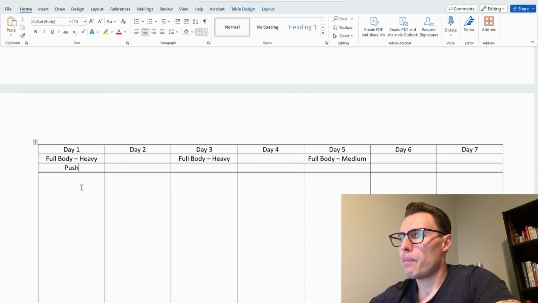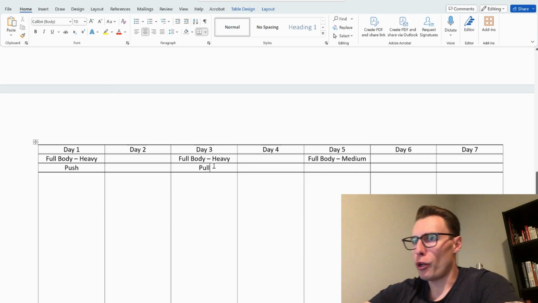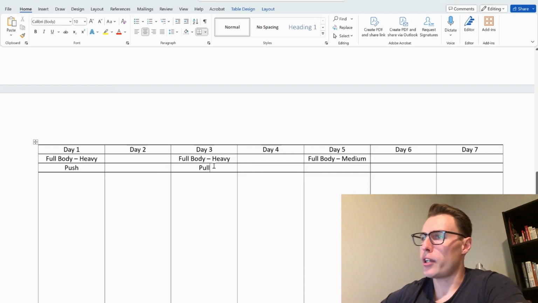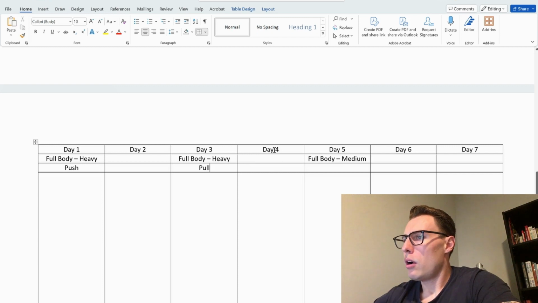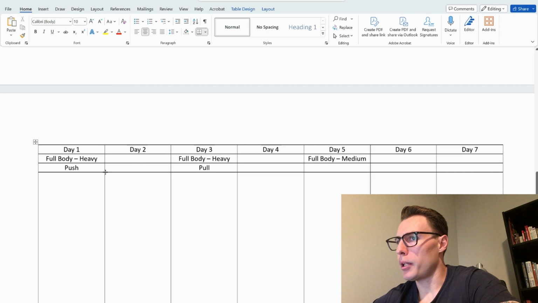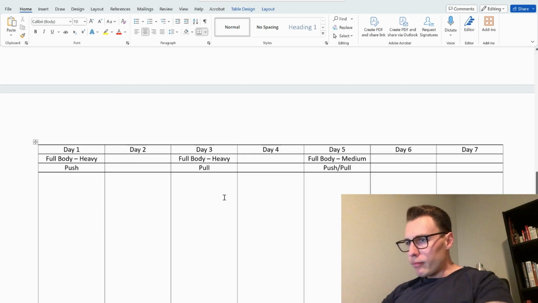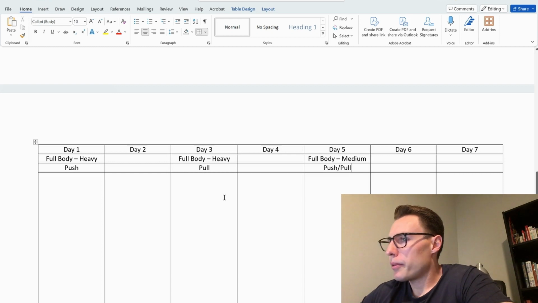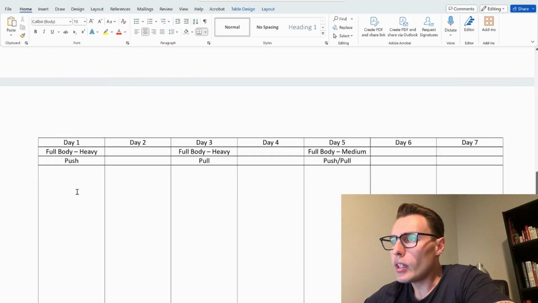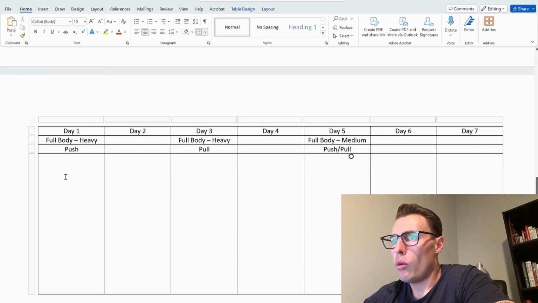So let's just say full body push day 1. We'll do full body pull on day 2. You'll notice that there's a rest day between each strength training session to allow for optimal recovery. We wouldn't really want to do back-to-back training days if we're doing a full body split. And then the third session, the medium session, will be a combination of push-pull. So with that being said, let's get into the actual workouts.